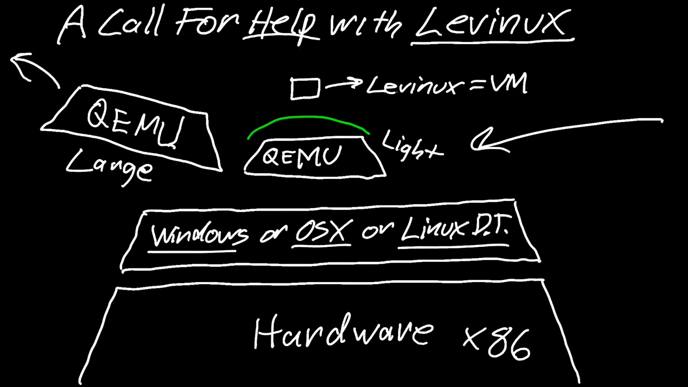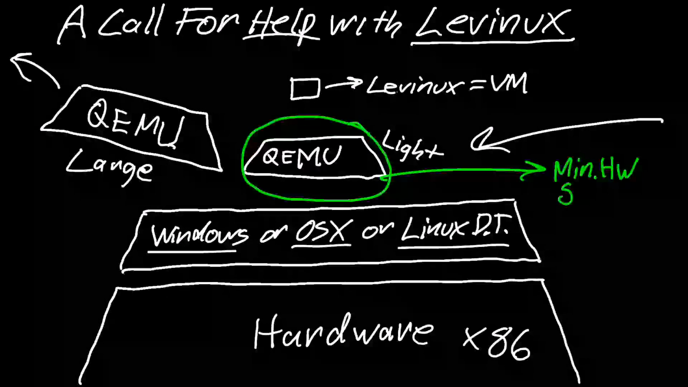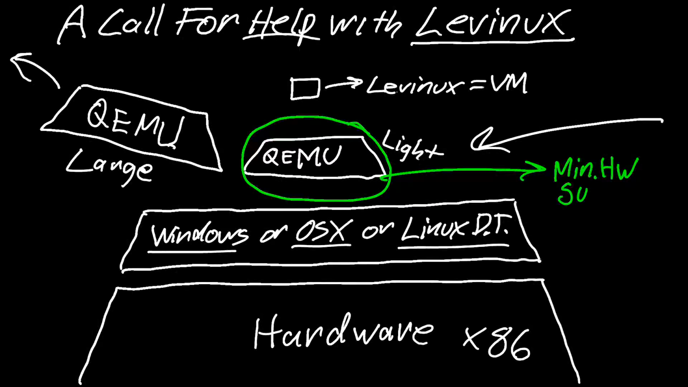This piece right here has some interesting aspects to it. First, we need minimal hardware support. Most of the support, or most of the growth of QEMU these days, is supporting more and more modern hardware. Things like USB ports and audio. Well, we don't need any of that for Levinux.